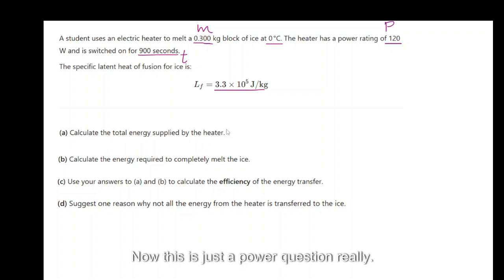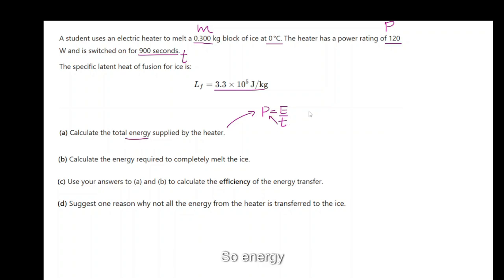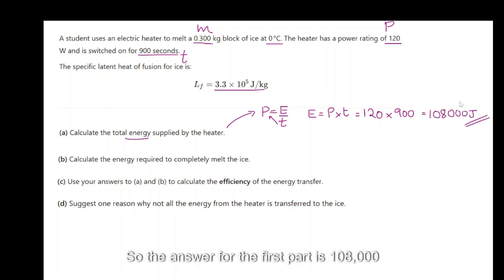Now, this is just a power question, really. So I know power is equal to energy divided by time. If I need to find the total energy, I need to bring T to this side. So energy is power multiplied by time. Now, I know the power is 120 multiplied by time is 900 seconds here. So just multiply these two. So the answer for the first part is 108,000 joules.